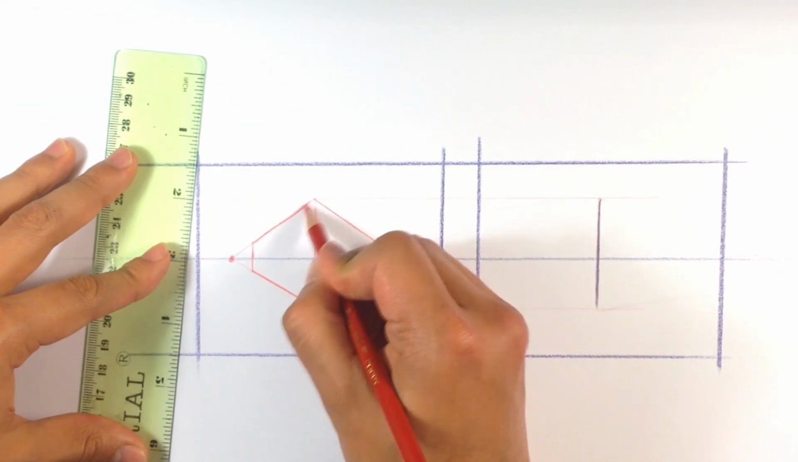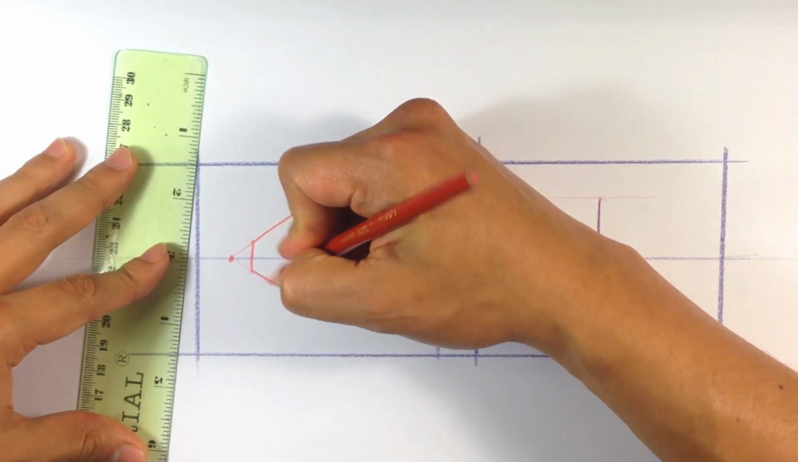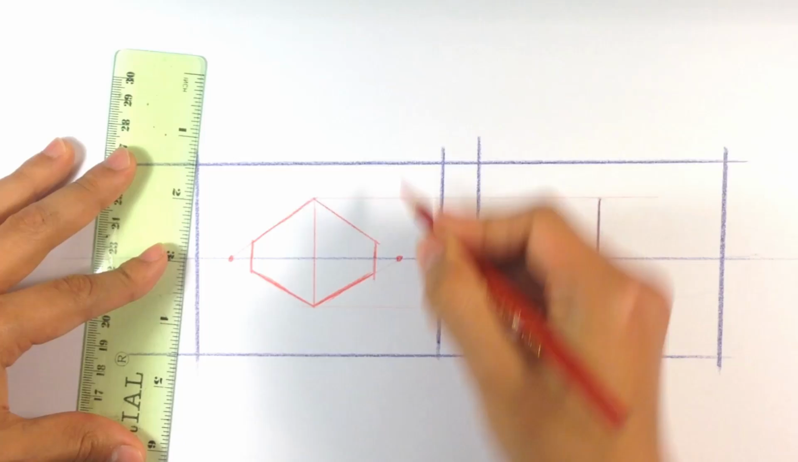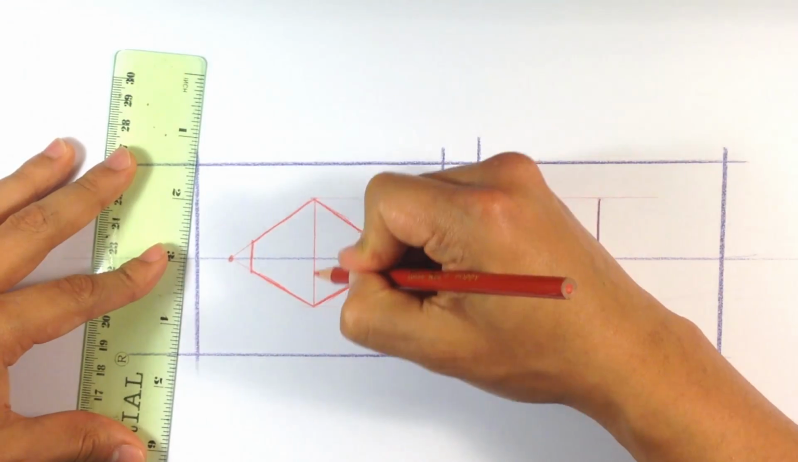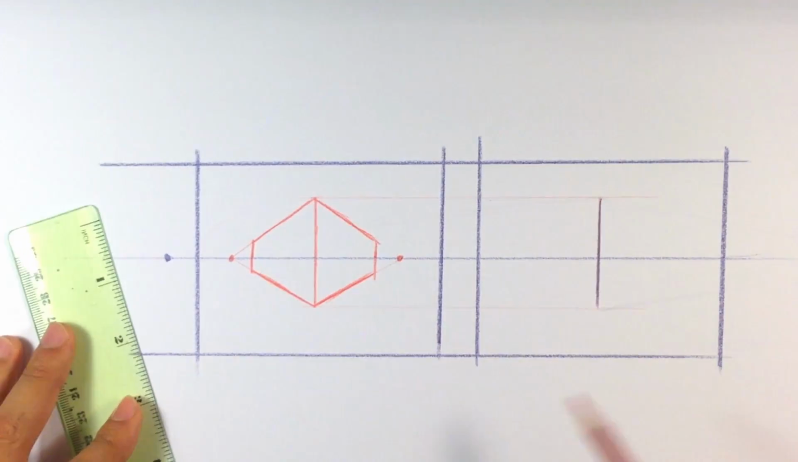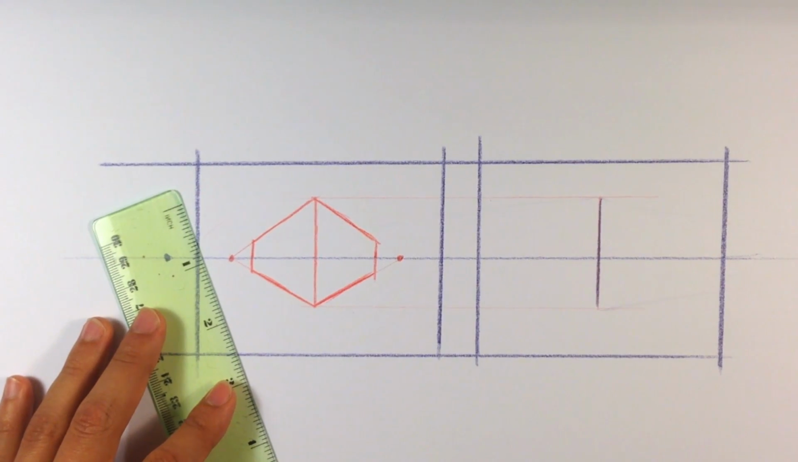Alright, so now we have our building right here. This is what we're standing in front of with the vanishing points pulled together. Okay, that's one building. Let's try our other building.